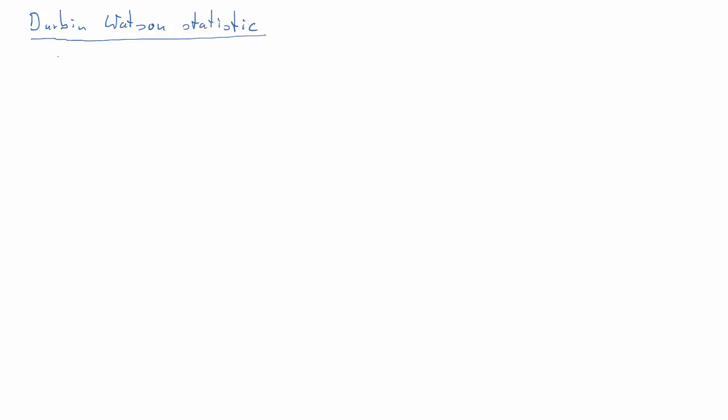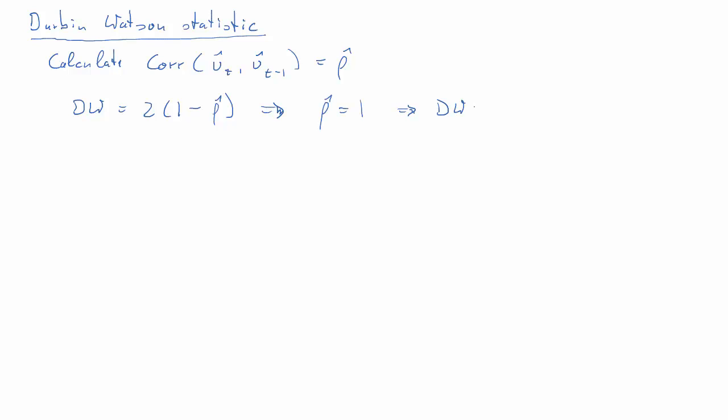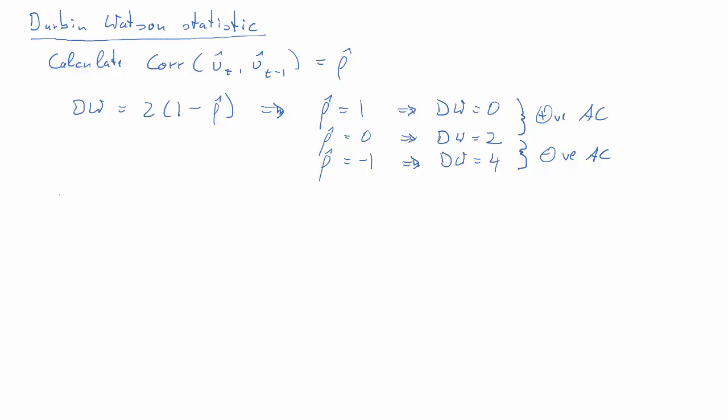So let's first talk about the Durbin-Watson test statistic. We'll start by calculating the first order autocorrelation for the estimated residuals, so the correlation between u_t hat and u_t-1 hat. We call that rho hat. Then we calculate the DW statistic, which is 2 times (1 minus rho hat). Let's think about the extreme cases. Perfect autocorrelation, rho hat equals 1, will deliver a Durbin-Watson statistic of 0. Perfect negative correlation will deliver a Durbin-Watson stat of 4. And no autocorrelation will deliver one of 2. So anything between 0 and 2 is in the region of positive autocorrelation, and anything between 2 and 4 indicates negative autocorrelation.